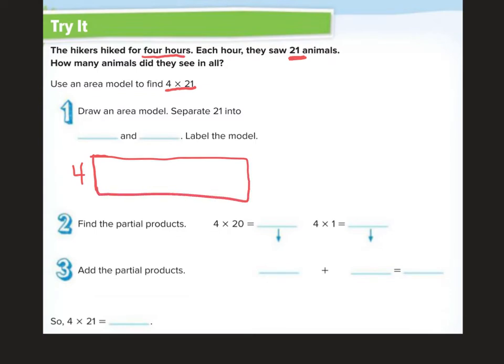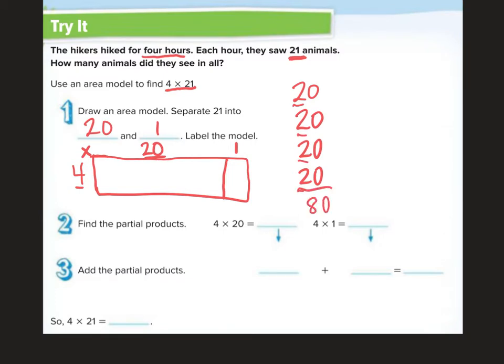Okay, and I need to break 21 into 20 and 1. So I'm going to break this part into 20 and this into 1, right? 1 is much smaller than 20. Then I like to put an X here for showing I'm going to multiply. So in the big box here, I'm going to do 4 times 20. If I have 4 20s, I have 2, 4, 6, 8, and 0. I have 80.